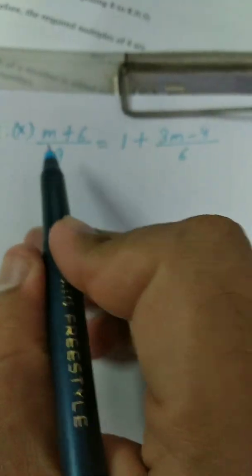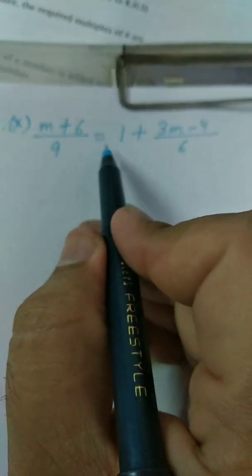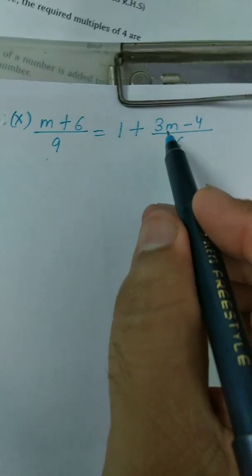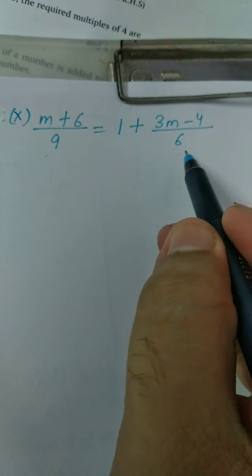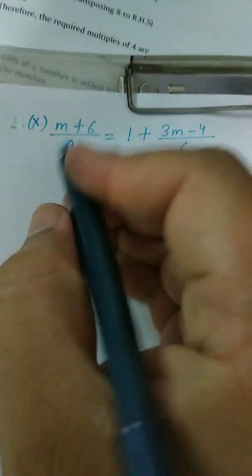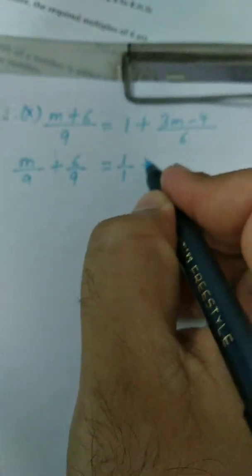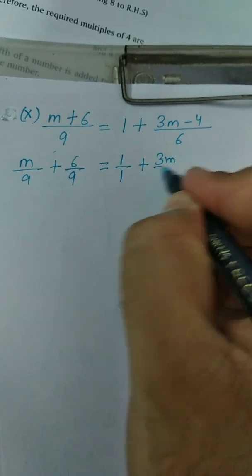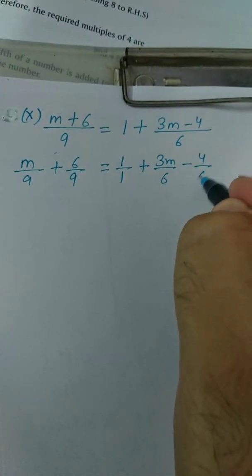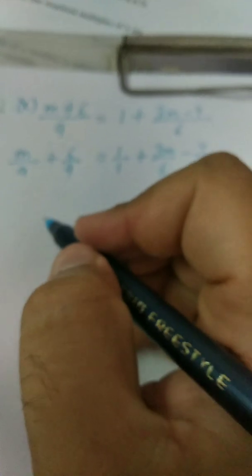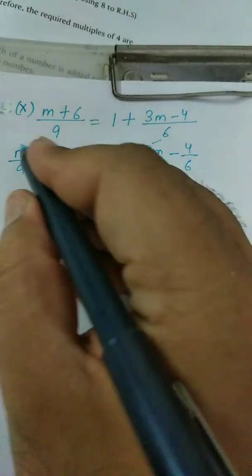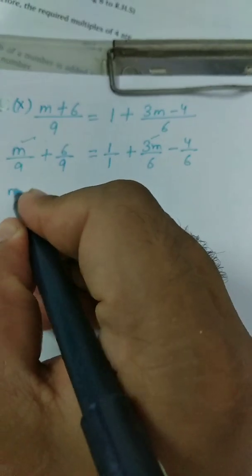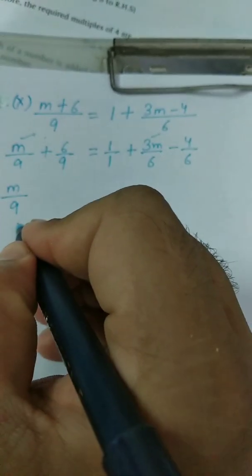In the x part you have (m + 6)/9 = 1 + (3m − 4)/6. You have to solve this equation. First of all, make them separate: m/9 + 6/9 = 1/1 + 3m/6 − 4/6. Is it clear? Now, shift the m terms to one side, m/9.